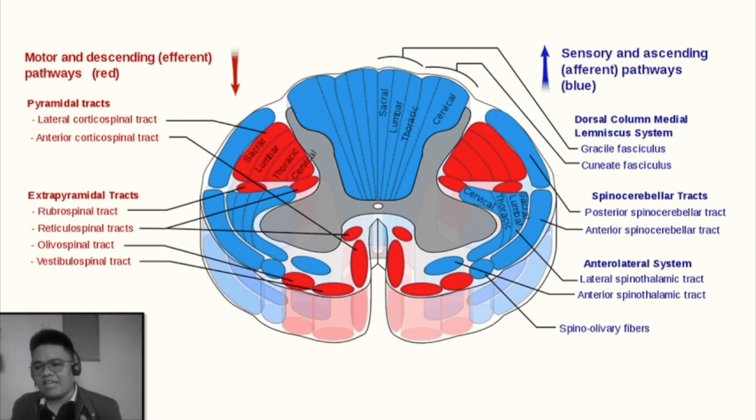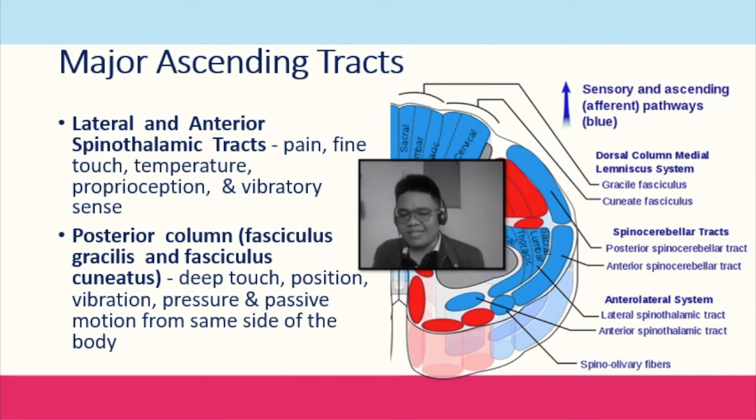So, class, ascending pathways. Typically here you have your dorsal column, medial lemniscus system. You also have your spinocerebellar tracts. You also have your anterolateral system. Now class, there are major ascending tracts. One is your lateral and anterior spinothalamic tract. So class, your lateral and anterior spinothalamic tract will be found here. So this is your lateral and this is your anterior spinothalamic tract. Class, this is the tract wherein it helps your patient feel pain, fine touch, temperature, your proprioception or your perception of your position, and your vibratory sense.